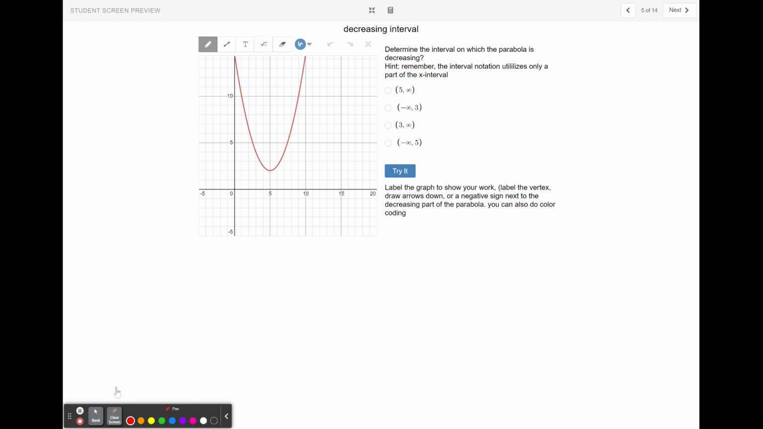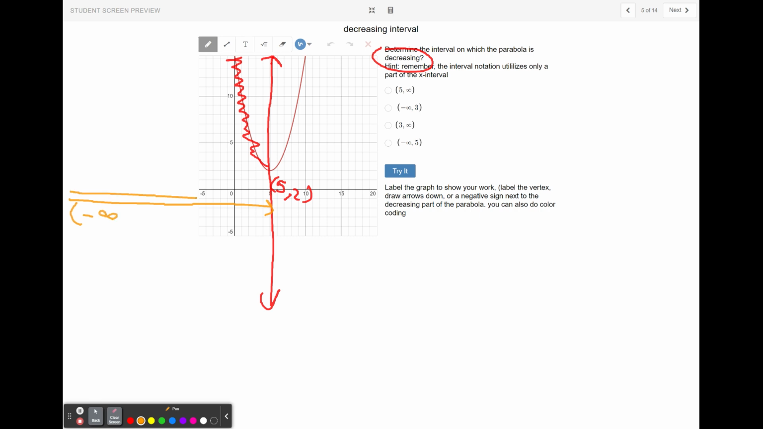Now for this part, I highly recommend you split it down the middle. Your vertex is (5, 2). Now it says which part is decreasing. The part that is going down is this part. So we care about the left. You always read your graph from left to right. So we always start at negative infinity all the way to the left. And where do I stop? Boom, I hit the wall. 5. So my interval is negative infinity to 5.